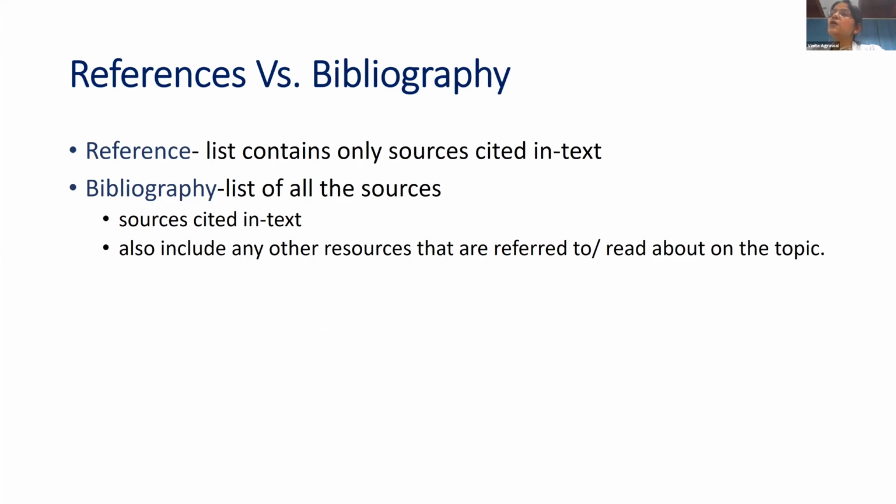Bibliography is basically a list of all sources that you have consulted, which may have been cited in text or may not have been cited in text, so they also include any other resource that is referred to or read about. So bibliography is basically a wider thing, and references is just the list which you have cited in text. So this is the difference between references and bibliography.